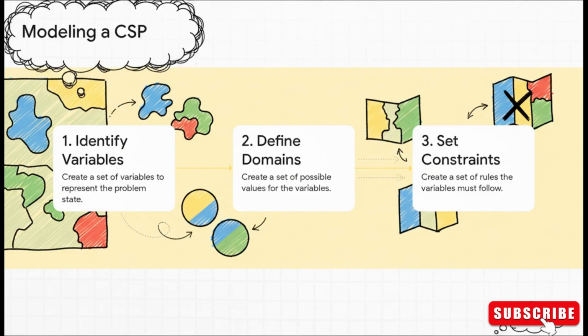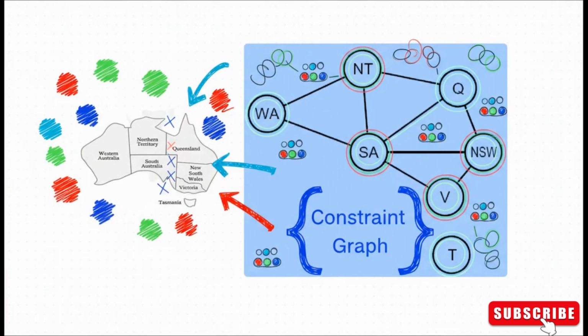The process is always the same. Step 1, figure out your variables. Step 2, define the possible values, the domain. And step 3, lay out all the rules, the constraints. Okay, check this out. On the left, you see our problem. We've got a map of Australia, and our job is to color it so that no 2 states that touch have the same color. Easy enough, right? So let's use our 3-step recipe. What are the variables? They're the states themselves, Western Australia, Queensland, and so on. What's the domain? It's our palette of colors. Let's say we have red, green, and blue. And the constraints? Super simple. If 2 states share a border, they can't have the same color.